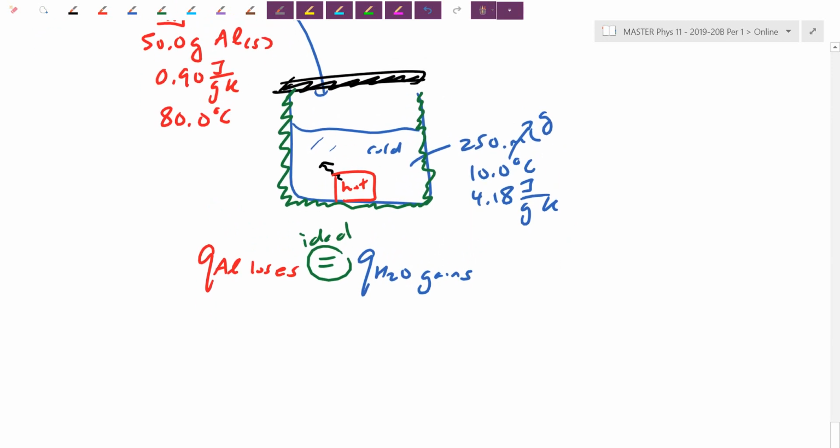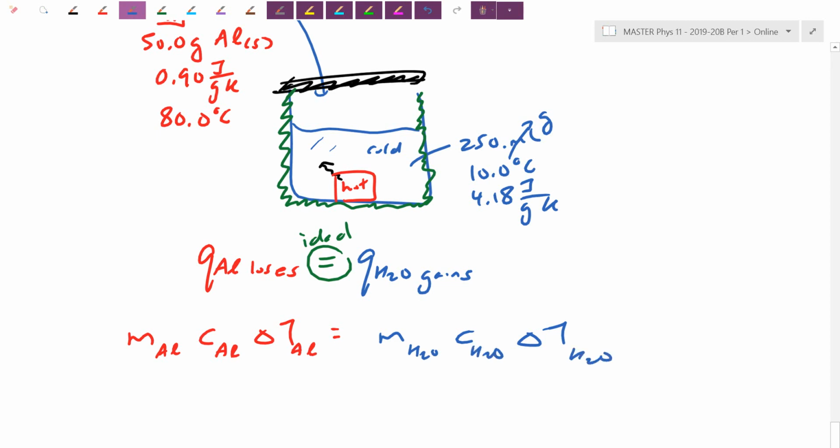Because I do have a Q term on both sides, what I want to do is go m c delta T, and on the other side here, I want to use m c delta T. I'm just going to remind you here, on the left-hand side in red, it's actually going to be all the aluminum numbers, and on the right side here, it's going to be all the water numbers. So just because it is m c delta T doesn't necessarily mean that the same numbers are going into it. So let's just plug and play here.